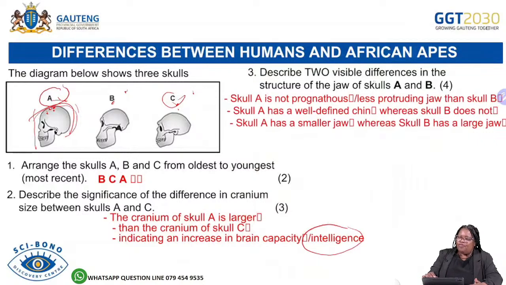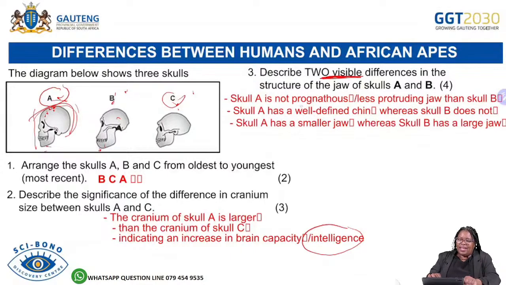Describe two visible differences in the structure of the jaw of skull A and B. This is skull A, this is skull B. So don't talk about any other difference that we have studied about. But here you write about visible, the ones that you see on this diagram. Talk about the jaws. Write about the jaws. So skull A is not prognathous.